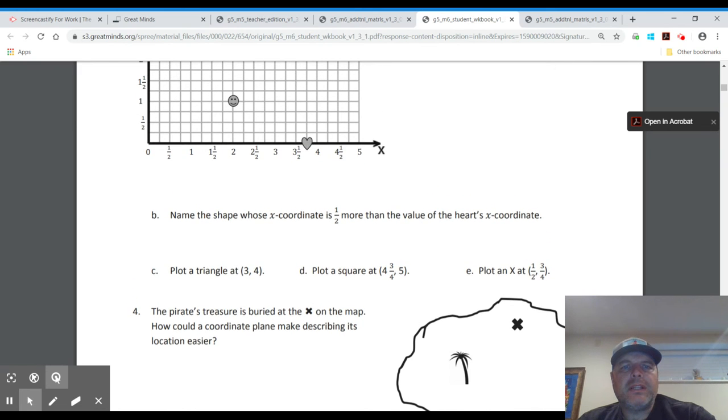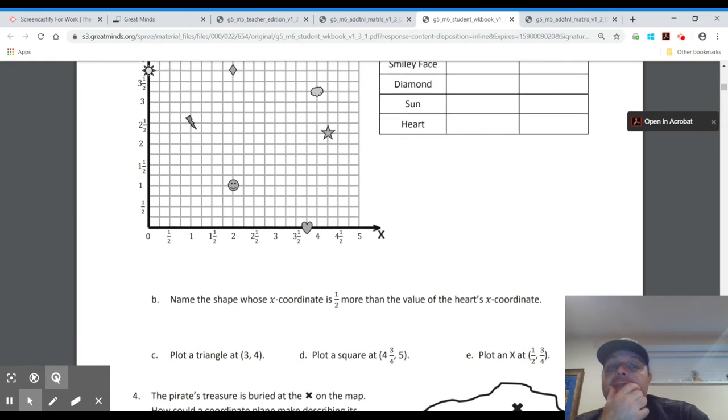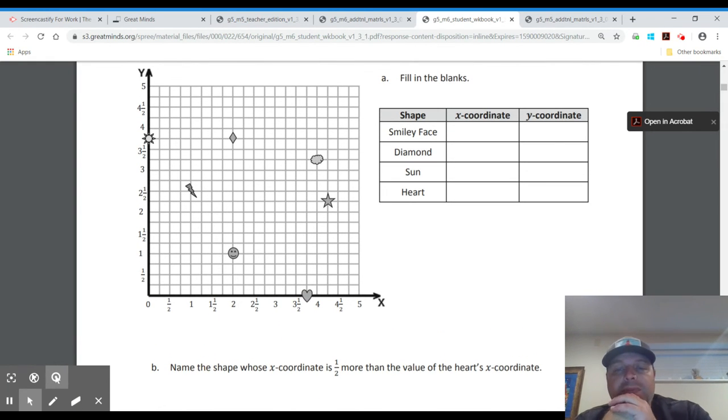Oh, name. And I moved on too quickly. I wonder if I can go back. Okay. So it says, name the shape whose x coordinate is 1/2 more than the value of the heart's x coordinate. So name the shape of the x coordinate that is 1/2 more than the value of the heart's x coordinate.